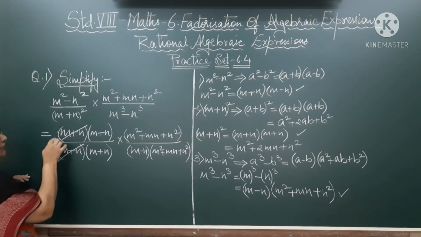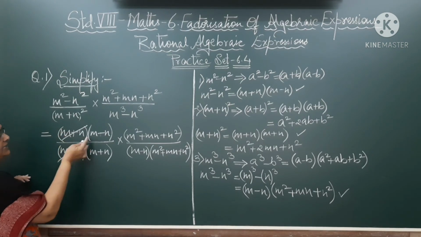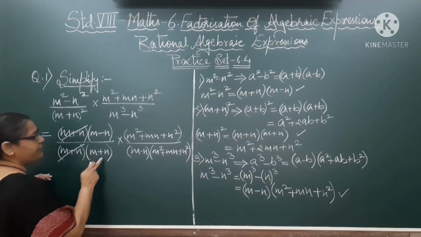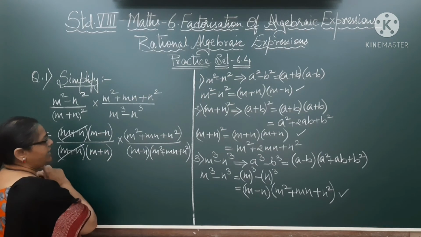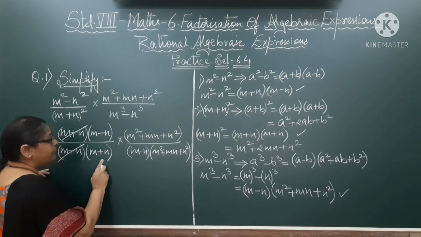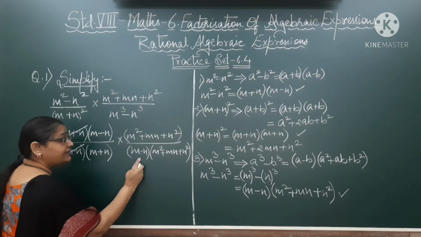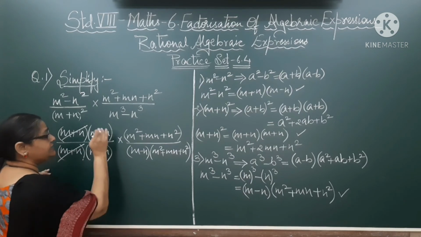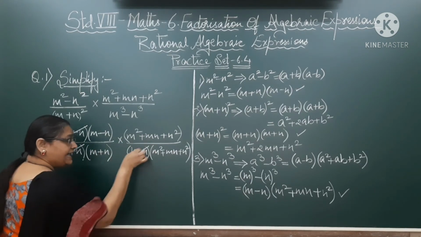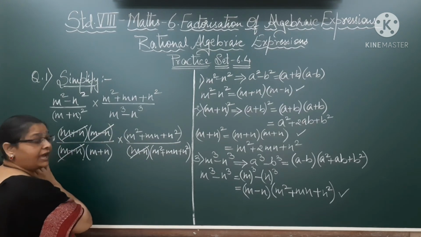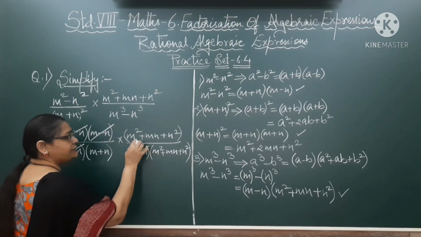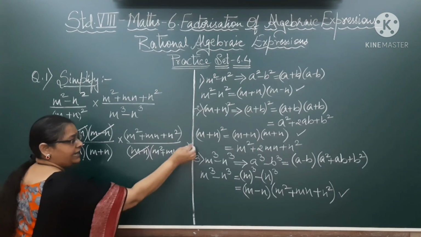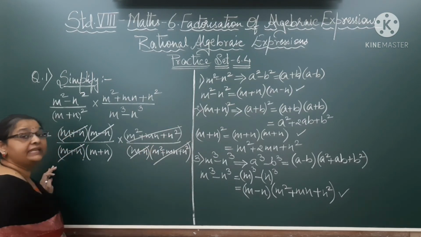Nothing but 1 into m plus n is what is cancelled here. So the next step is m minus n. I don't have it here in the denominator, but there is a like term on the other side. There is a multiplication sign, so when there is a multiplication sign, I can consider numerator and denominator and cancel the like terms m minus n. The same way, m square plus mn plus n square upon m square plus mn plus n square are like terms here. I can cancel both these terms.